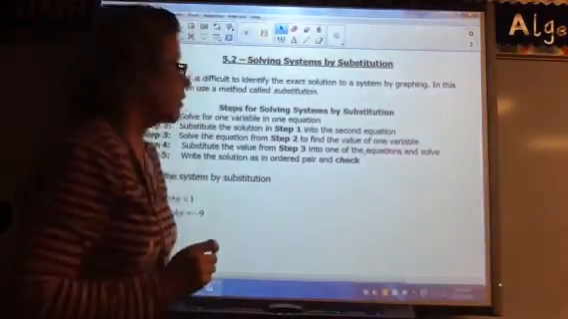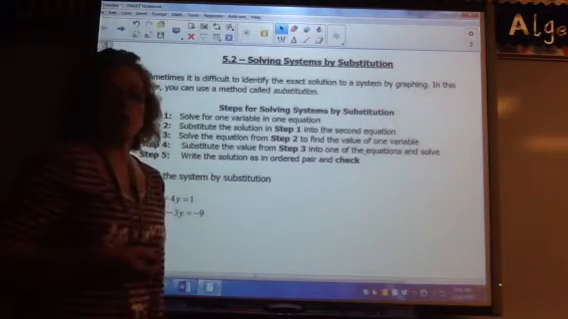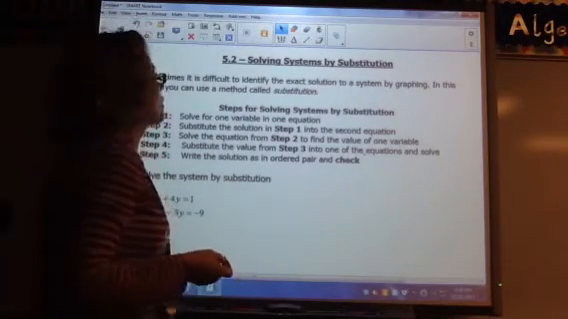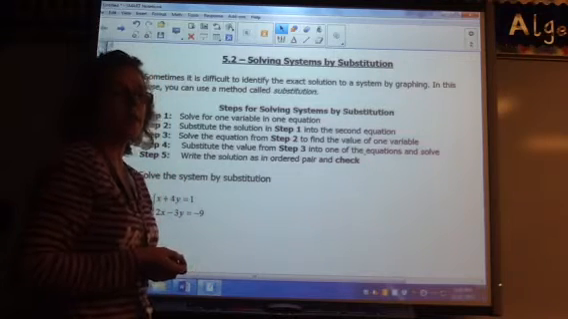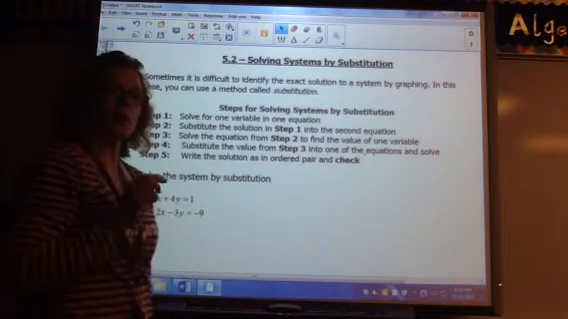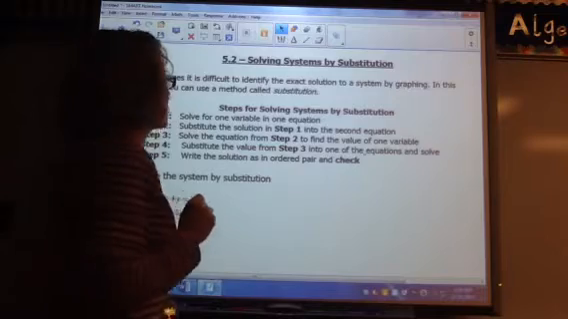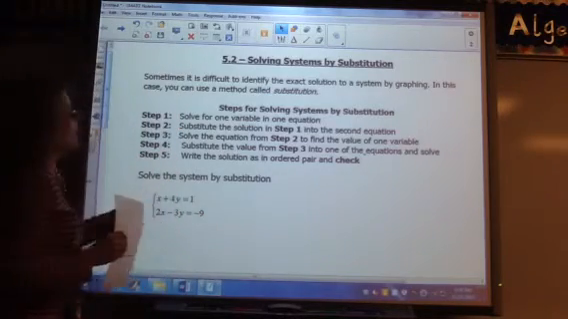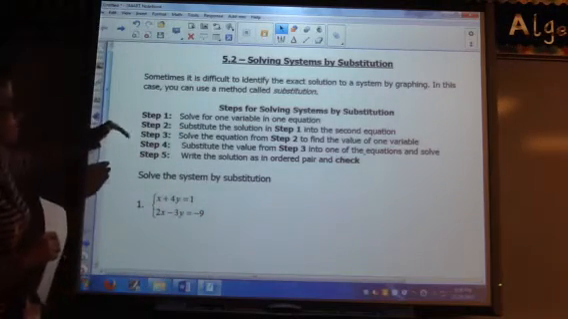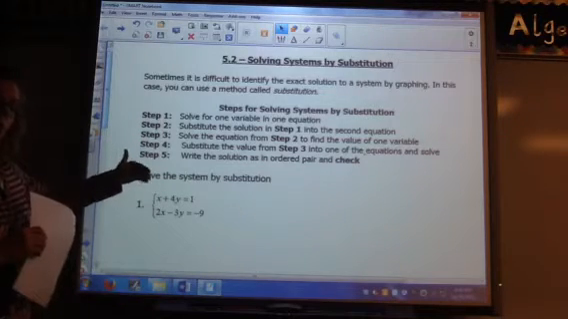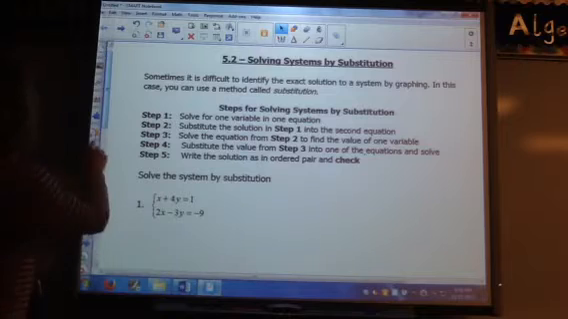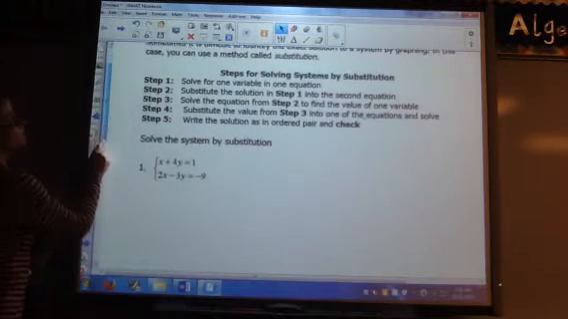Alright guys, today we're going to do section 2 of unit 5 and we're going to start solving systems by substitution. Now remember from our lesson yesterday, solving systems is when you have two or more lines and they intersect in one point. Okay? So, we have steps here that will help you solve them, but the first one I want to work you through it and then we'll come back and look at the steps.